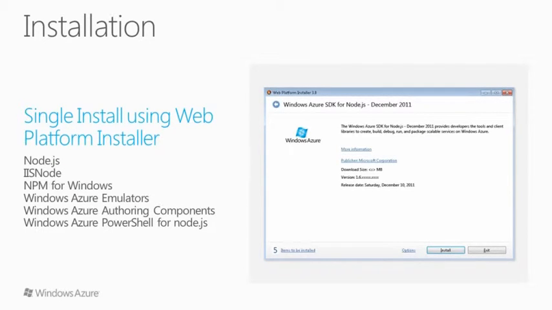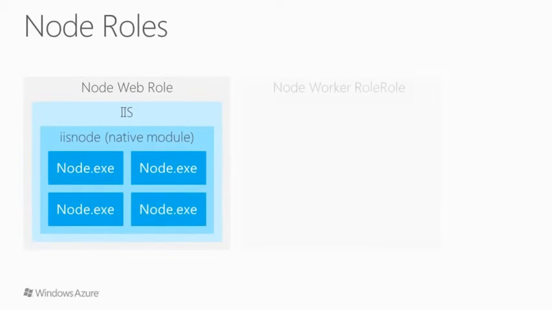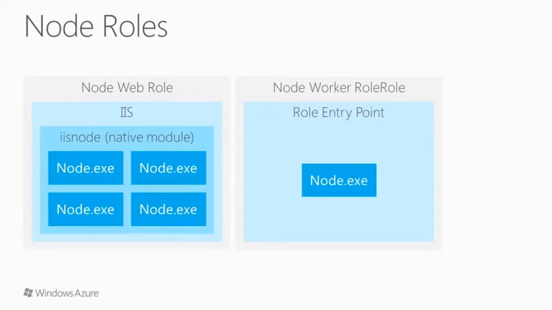Using Web Platform Installer, you can install Node.js, Node Package Manager, the Windows Azure emulators, and other tools in just a few clicks. As we showed earlier, the two types of virtual machines for running your Node.js application in Windows Azure are a web role and a worker role.